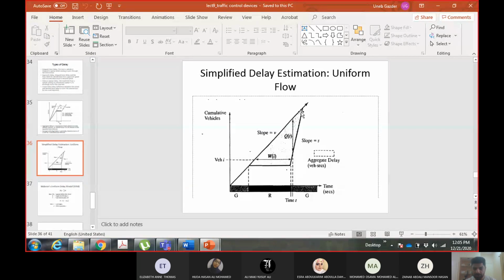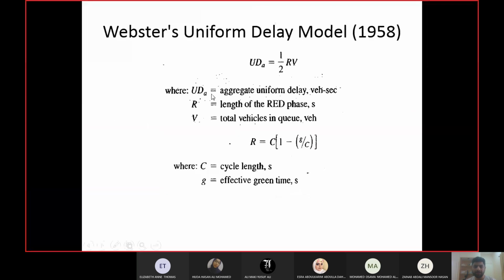So let us discuss the equation for uniform delay according to Webster. Webster gave the equation of uniform delay in 1958, and according to him, uniform delay is calculated as half R into V. UD means uniform delay, and A indicates aggregate. As I told you yesterday, delay can be aggregate, meaning total delay for all vehicles, or it can be average delay per vehicle. This one is aggregate delay, and the units are vehicle seconds because R is in seconds.